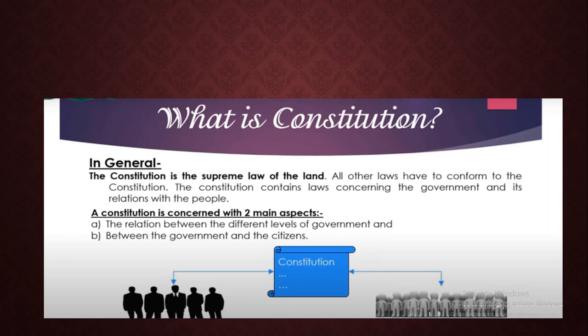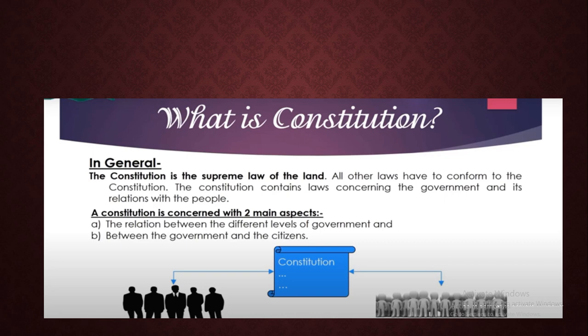So let's try to understand, what is a constitution? In general, we can say that a constitution is the supreme law of the land. All other laws have to conform to the constitution. So we can say that a constitution is a source from which other laws come. And it is through this constitution that we can see two important aspects.